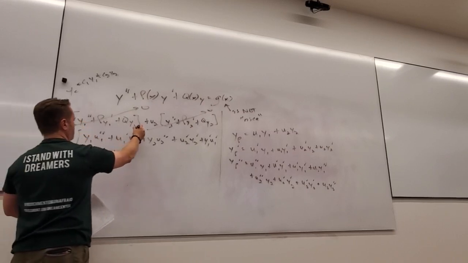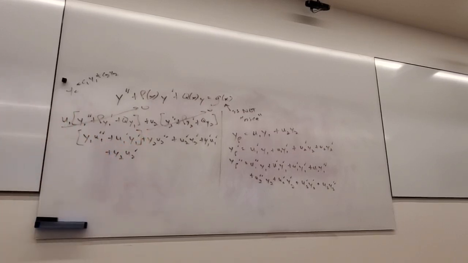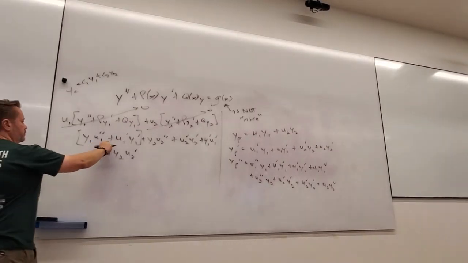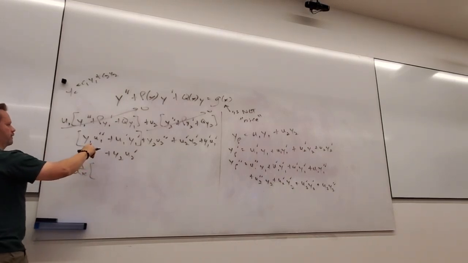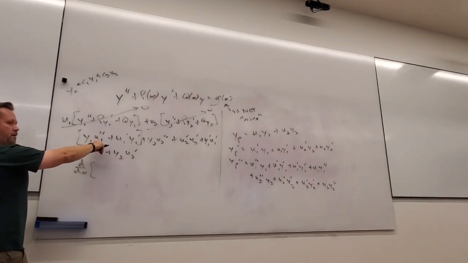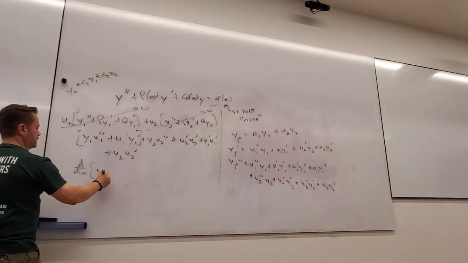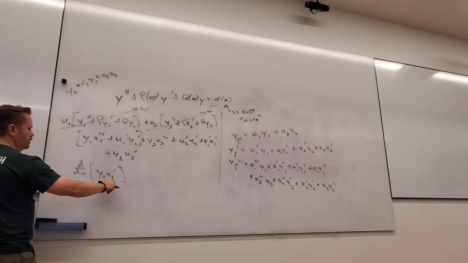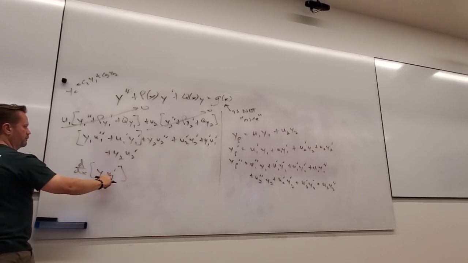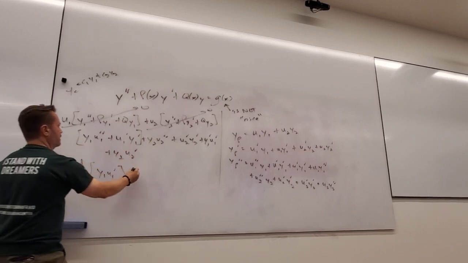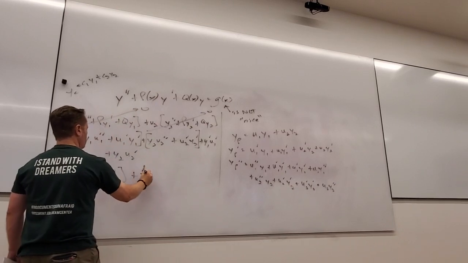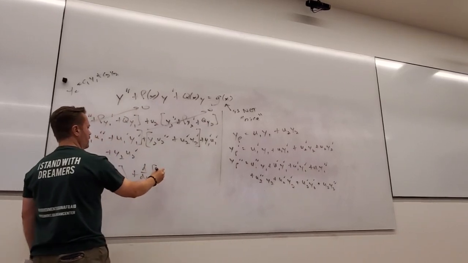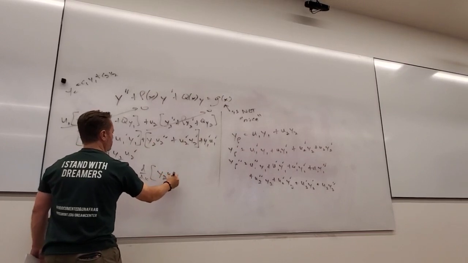Look at this piece right there. This is not immediately obvious, but do you see how that's a total derivative? So this is d by dx of y1 u1 prime. If I took this guy's derivative, what would I get? I would get y1 u1 double prime plus y1 prime u1 prime. Yes? Okay. Can I do the same thing with this? Yes, so I get y2 u2 prime, right?